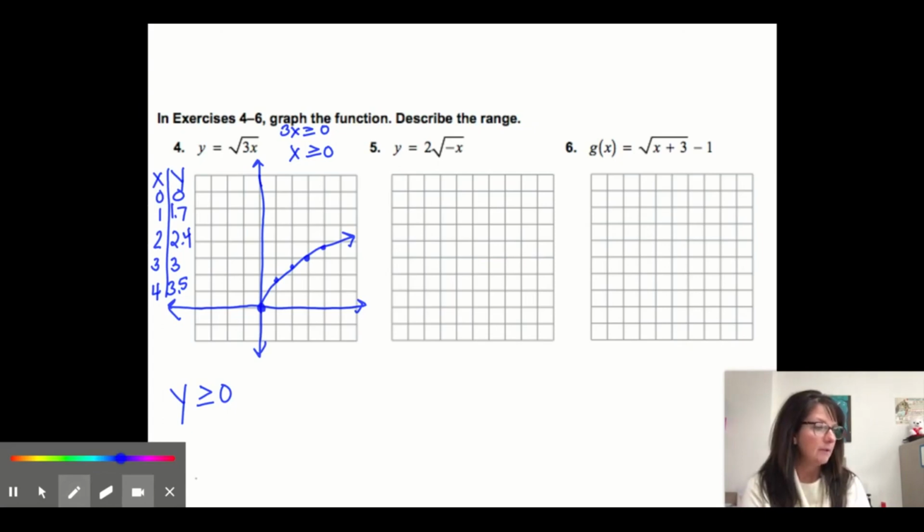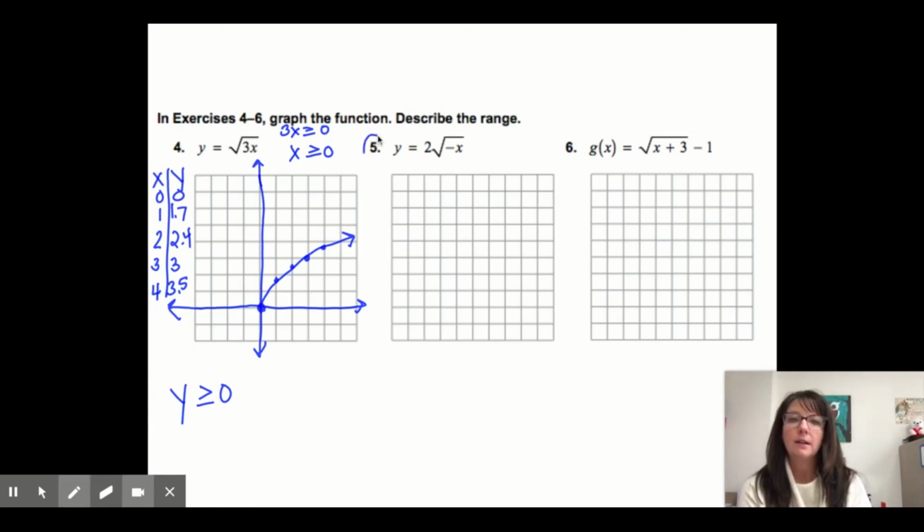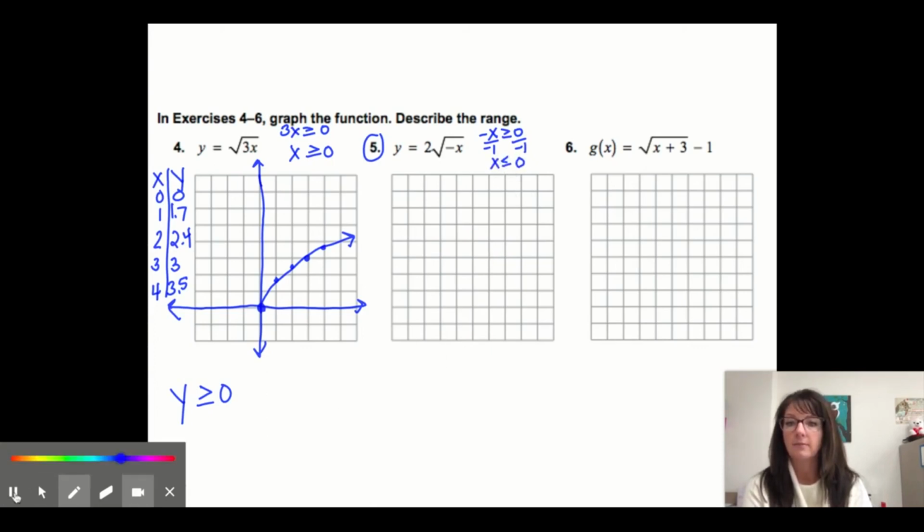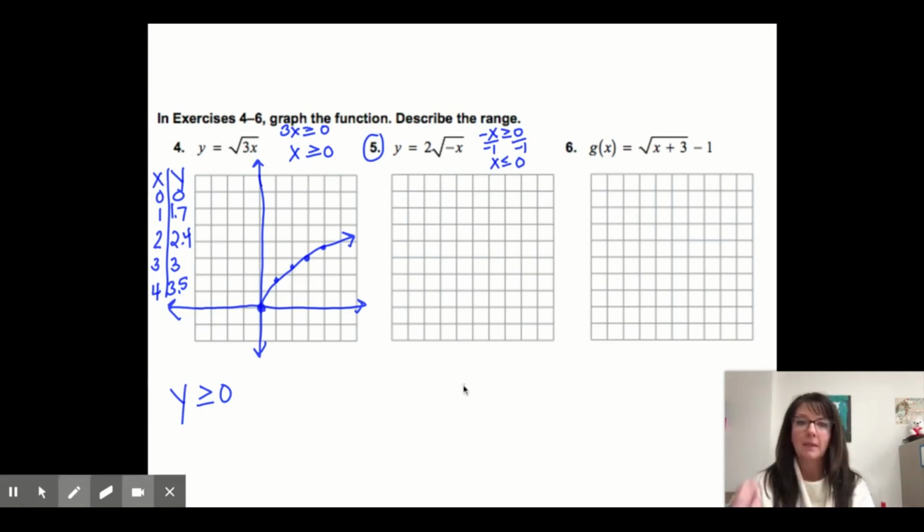Number 5. Why don't you go ahead and work out number 5. Let's start by determining our domain. So we have this negative x has to be greater than or equal to 0. So if we're dividing by a negative 1, that means that x has to be less than or equal to 0. So let's pick some values that are less than or equal to 0 and graph number 5. All right, so I got a graph.